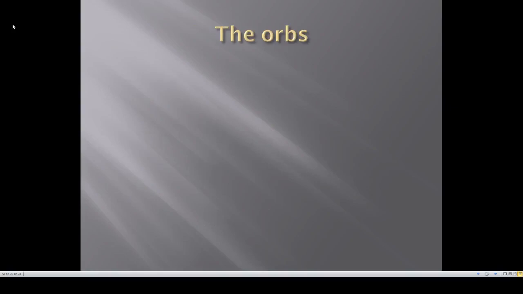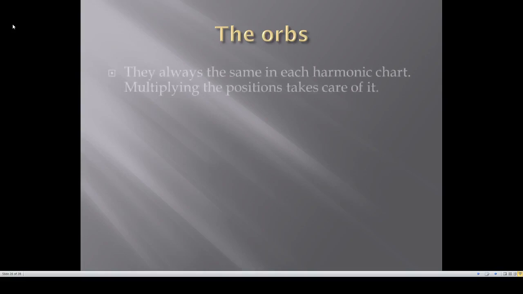Important to note are the orbs. Imagine having to memorize the orbs of dozens upon dozens of aspects. That would be quite overwhelming. But harmonic charts have an easy solution. They're always the same in each harmonic chart. Multiplying the position accounts for the smaller orbs you'd need in the base chart. Remember the orbs getting bigger from the base chart to the fourth harmonic chart in my example? Larger number would just magnify the difference even more.